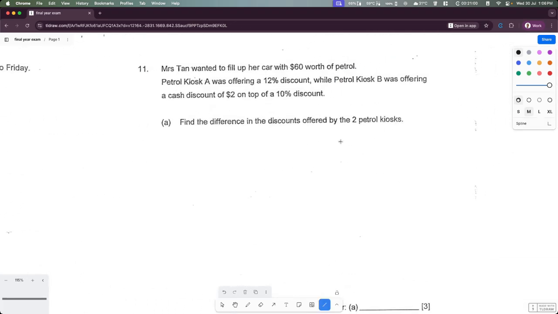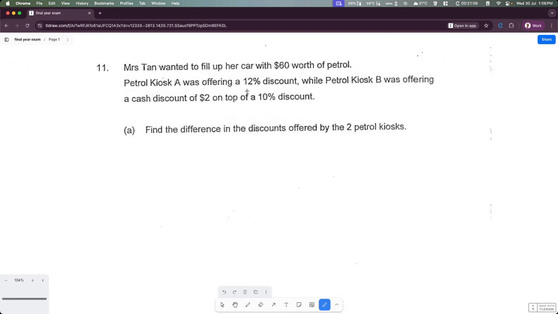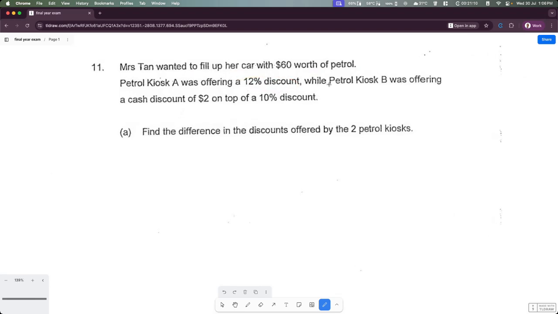Question 11. Mrs. Tan filled up her car with $60 worth of petrol. Petrol kiosk A was offering a 12% discount, while petrol kiosk B was offering a cash discount of $2 on top of a 10% discount. Find the difference in the discounts offered by the two petrol kiosks.